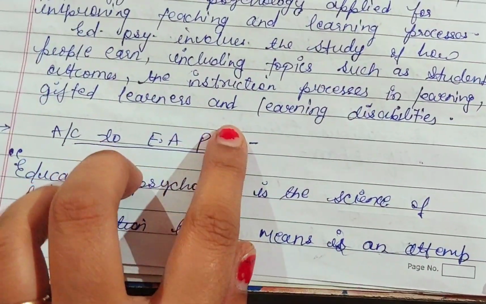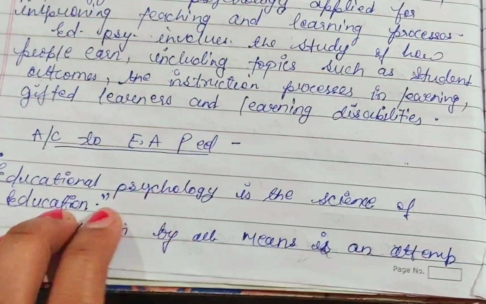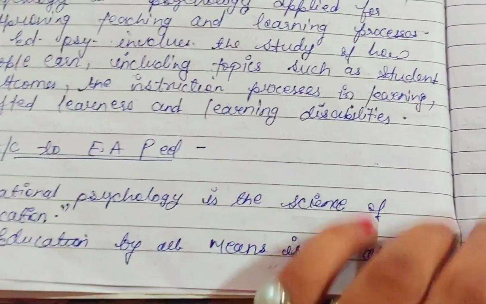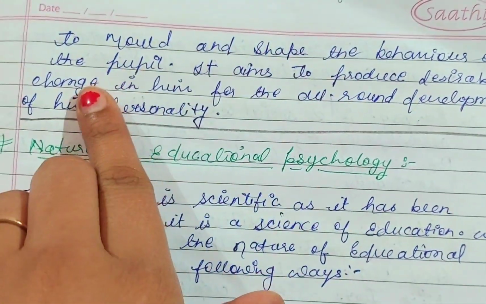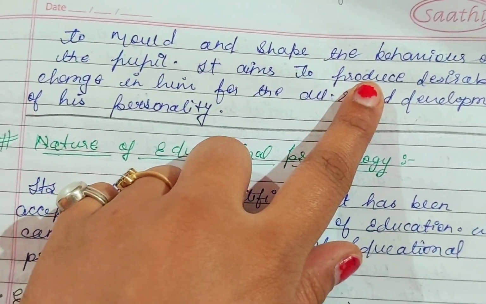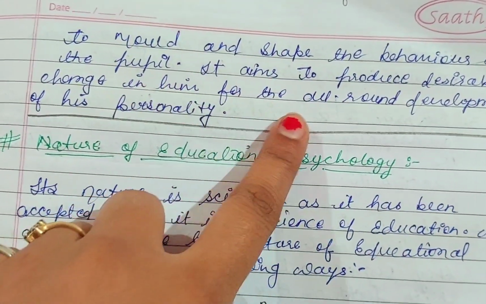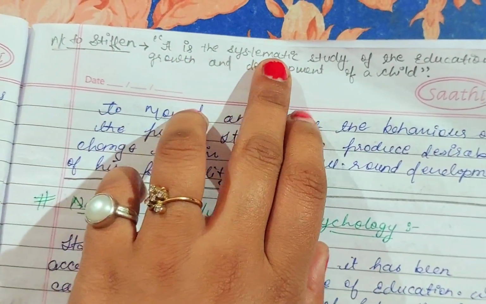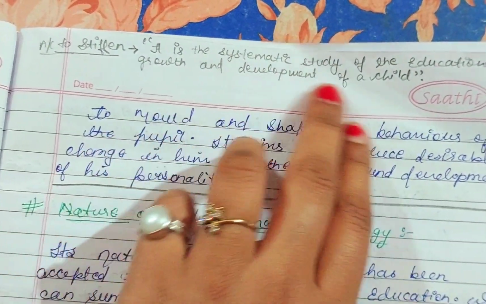According to E.A. Peel, educational psychology is the science of education. Education, by all means, attempts to mold and shape the behavior of the pupil. It aims to produce desirable change in him for the all-round development of his personality. According to Stephen, it is a systematic study of the education, growth, and development of a child.